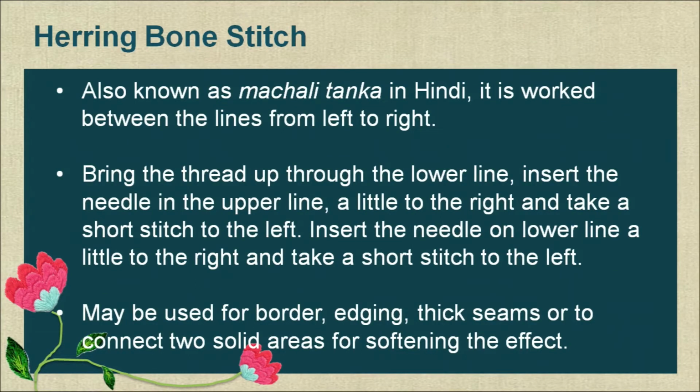Bring the thread up through the lower line, insert the needle in the upper line, a little to the right and take a short stitch to the left. Insert the needle on the lower line, a little to the right and take a short stitch to the left. It is used for making borders, edging, thick seams, or to connect two solid areas for softening the effect.